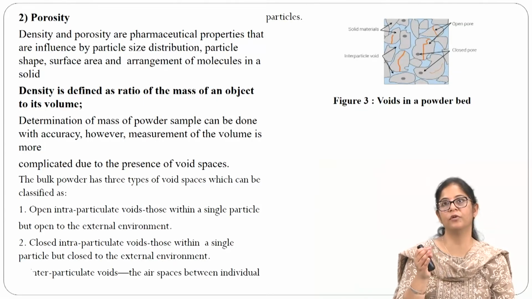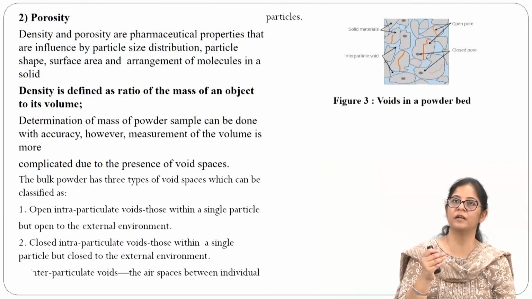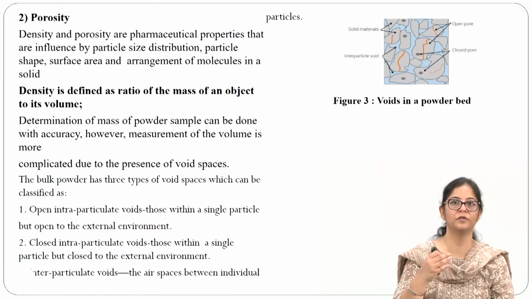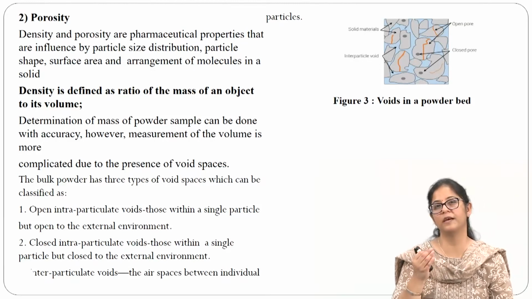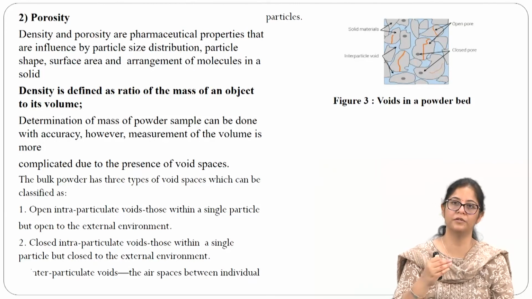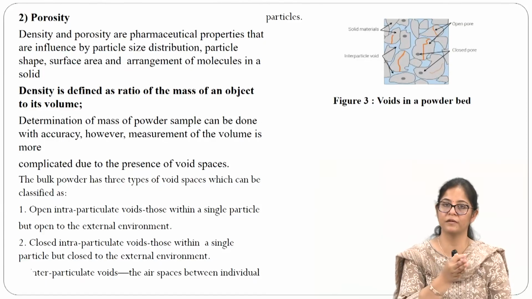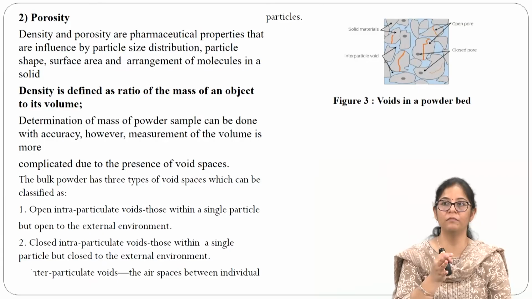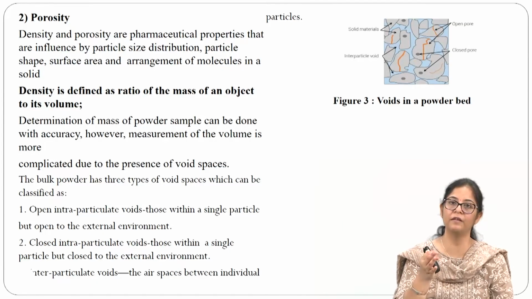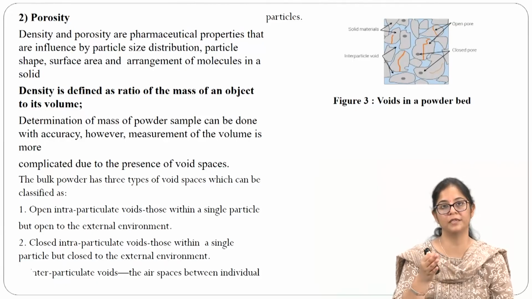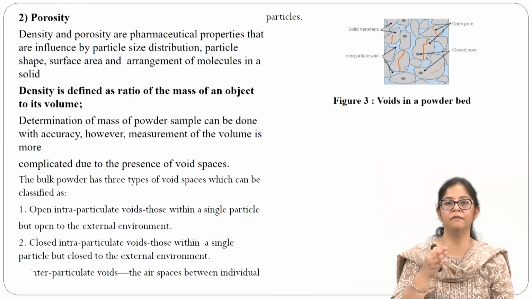Now density and porosity are interrelated and are influenced by particle size distribution, shape, surface area, and arrangement of molecules. As we all know, density is the mass per unit volume. When we are determining the density, mass is constant, but the volume varies because of the different types of void spaces in the material. So hence the density will vary.